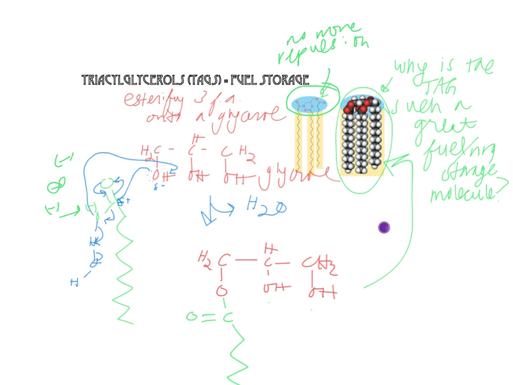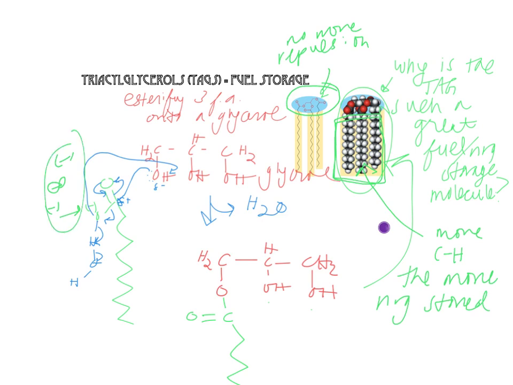Okay? The other thing that's really awesome about the TAG is that in general, the more CH bonds, the more energy is stored. And so a TAG is able to store a lot of CH bonds. I mean, this is basically all CH bonds. It's able to store a lot of CH bonds in a teeny tiny space. Okay, so those are the things that make TAGs such a great fuel storage: you can get a lot of CH bonds in a tiny space and you alleviate the repulsion of the negative charge of the fatty acids.